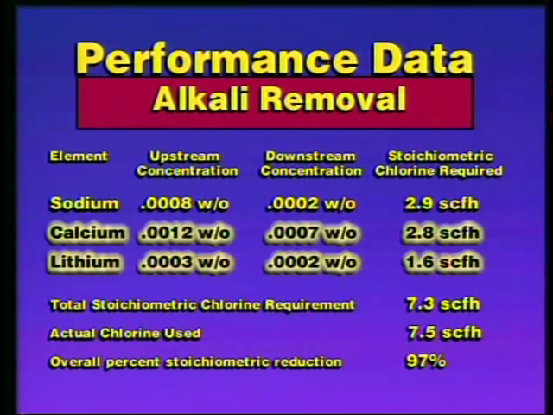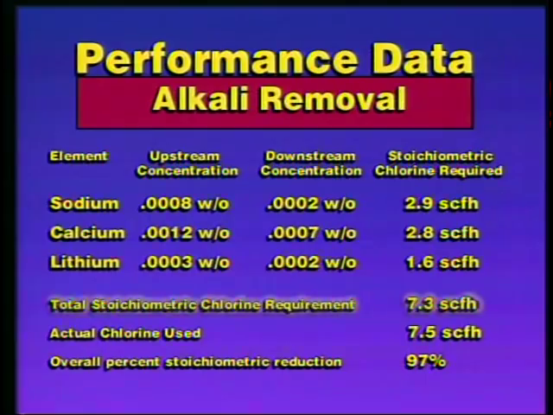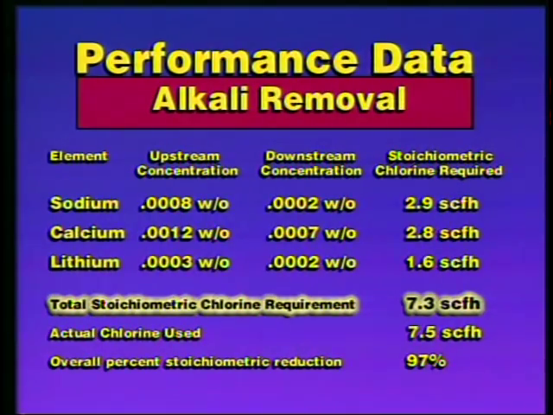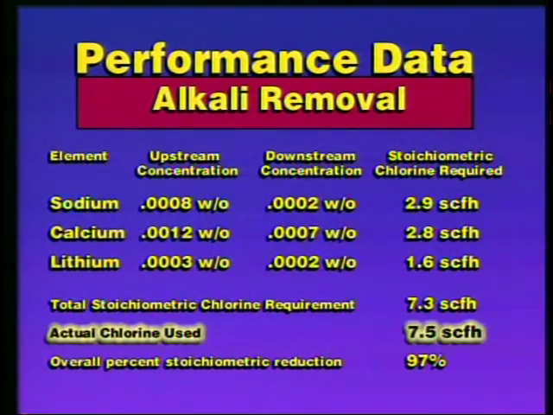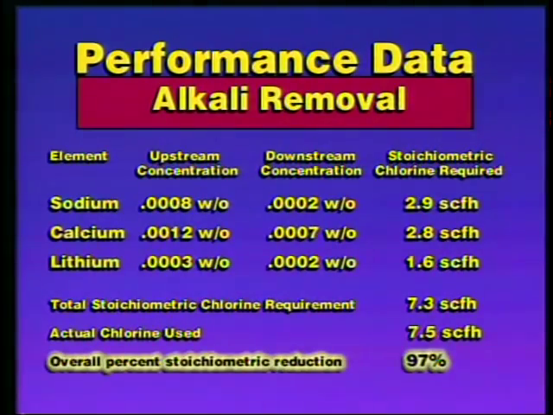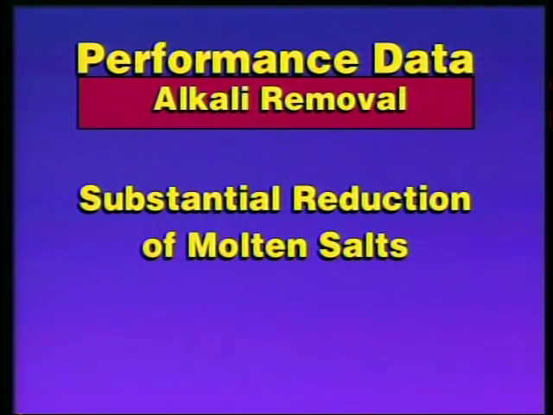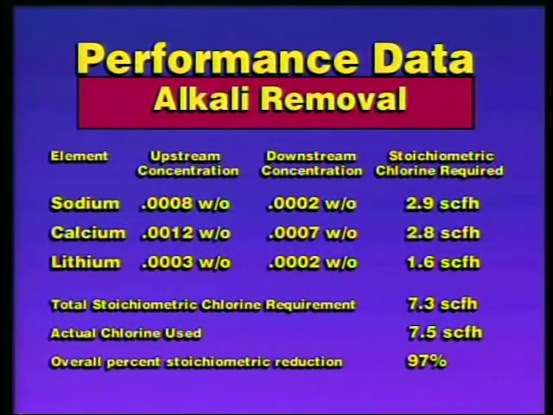The important consideration is that although the stoichiometric requirement for this level of trace element reduction combined with 7.3 standard cubic feet per hour, we only use 7.5 standard cubic feet per hour that resulted in 97% stoichiometric reduction. A very significant consequence of this is a substantially reduced generation of intermediate reaction products such as magnesium chloride. Magnesium chloride is highly detrimental not only for the longevity of metal treatment systems, but also as a significant detractor of metal quality.